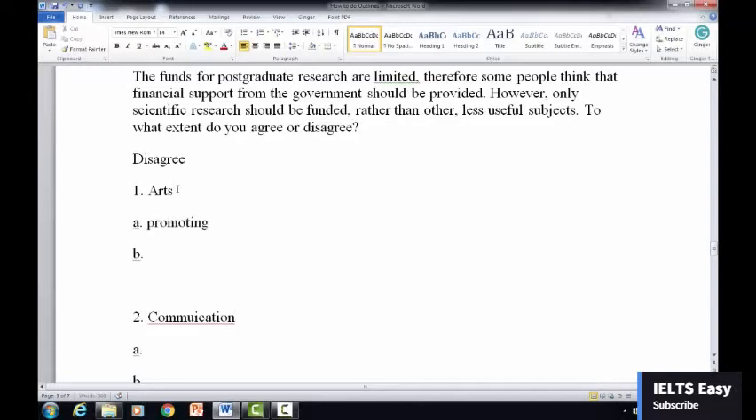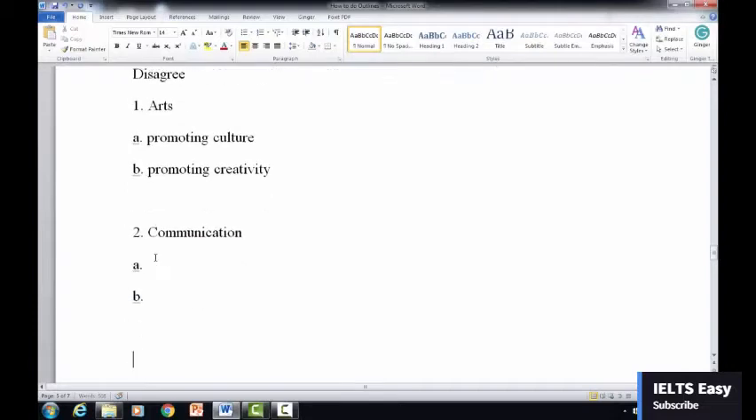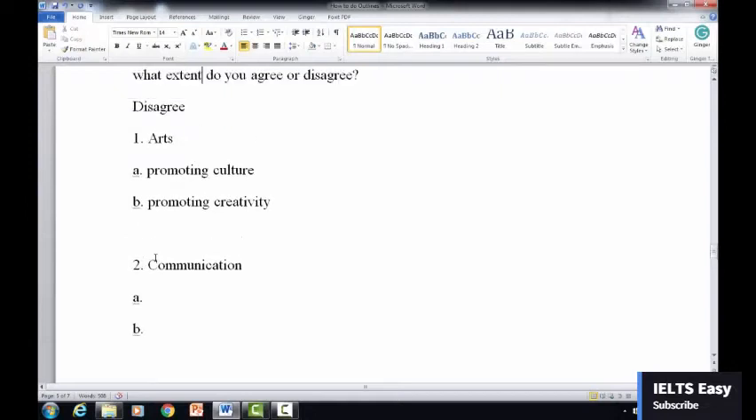Arts are great for promoting culture, right? Promoting culture and promoting creativity. All right, and for communication, why is communication so important? Because investing in communication can teach how to solve problems, right? And what else can communication do in terms of that? Solve problems and learn how to enhance relationships.